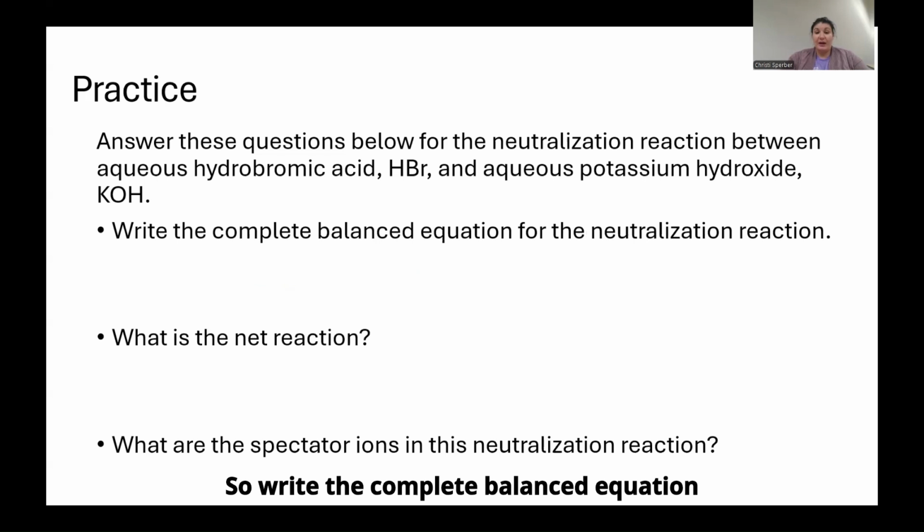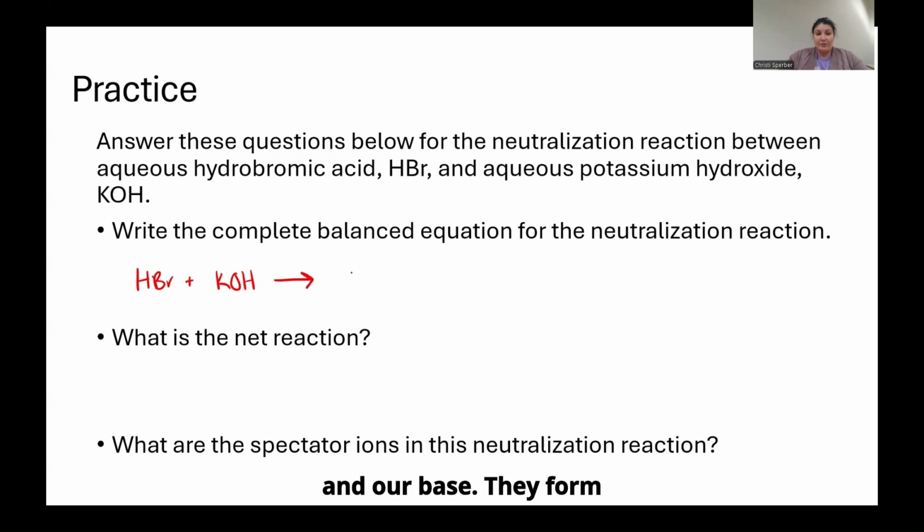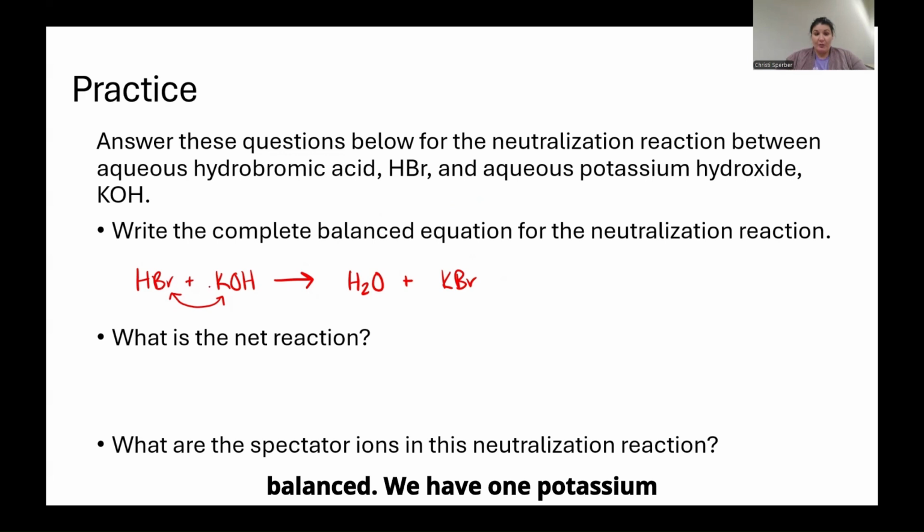So write the complete balanced equation for this neutralization reaction. So for neutralization reactions, we combine our acid and our base. They form water plus the salt of the cation of the base and the anion of the acid. So potassium bromide, KBr. We want to make sure it's balanced. We have one potassium and one bromide, two hydrogens and one oxygen, two hydrogens, one oxygen, we're good.